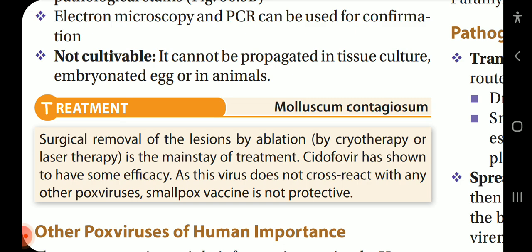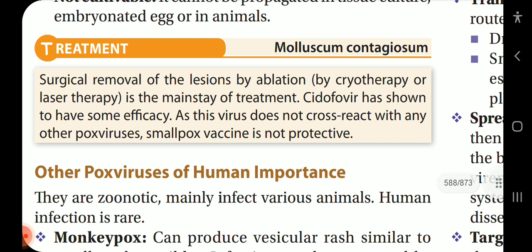Treatment of molluscum contagiosum. Surgical removal of the lesions by ablation, cryotherapy, or laser therapy is the mainstay of the treatment. Cidofovir has shown some efficacy. As this virus does not cross-react with any other pox virus, smallpox vaccine is not protective.